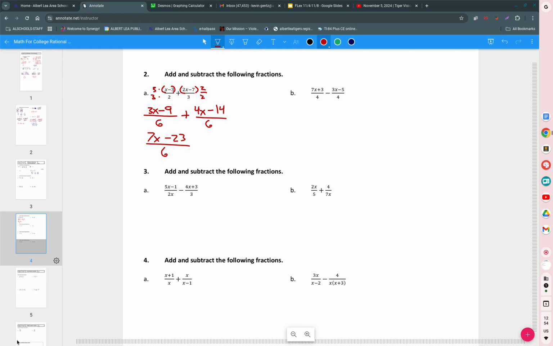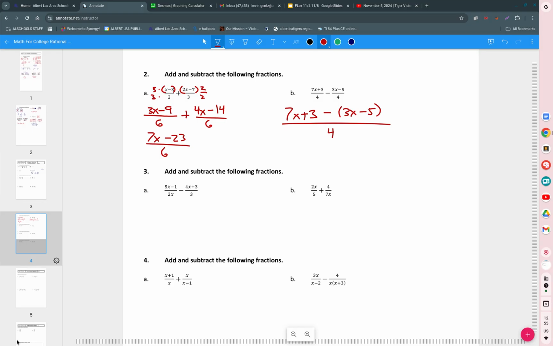What's different about letter B? There's really 2 things that are different there. The denominators are the same, and instead of addition, we have subtraction. When you have subtraction, make sure you're distributing that subtraction sign all the way through. So the denominators are already the same, so you could write it as a 7x plus 3 minus the quantity 3x minus 5 all over 4.